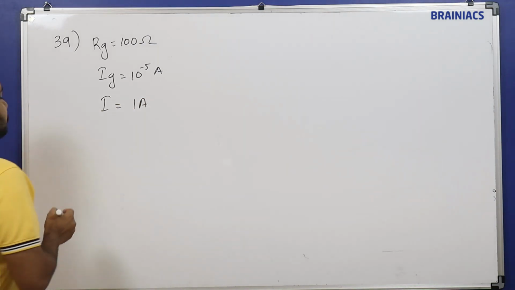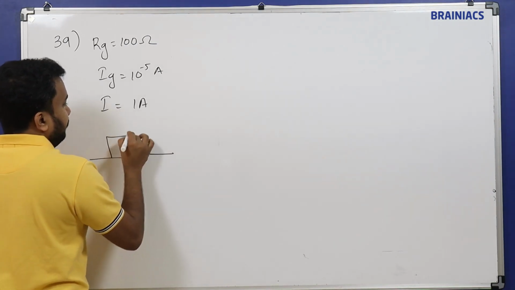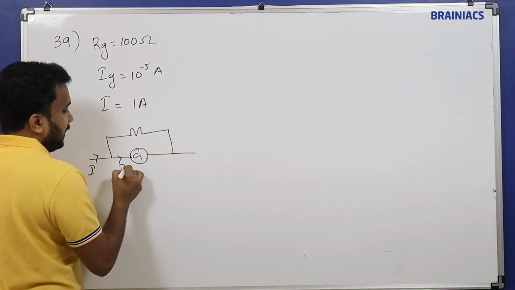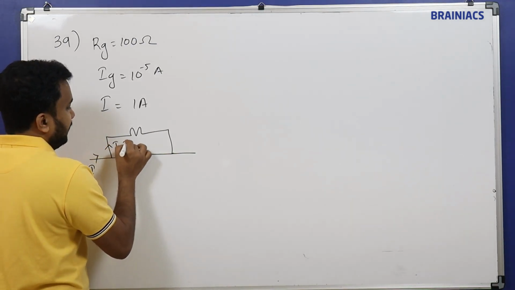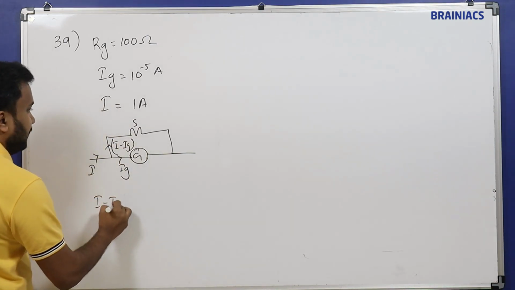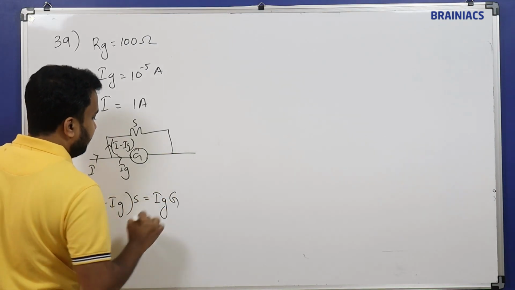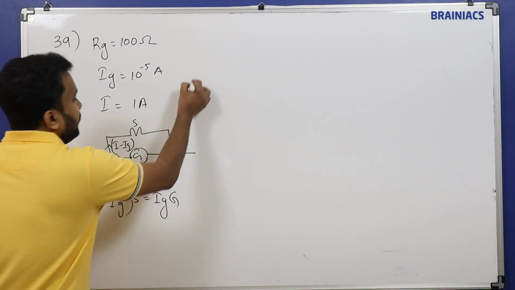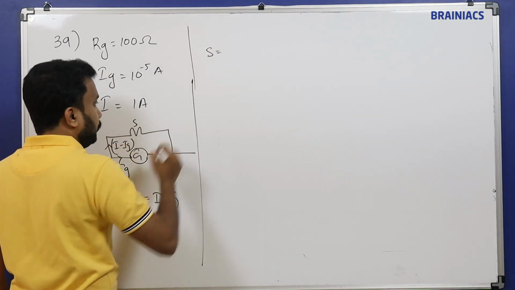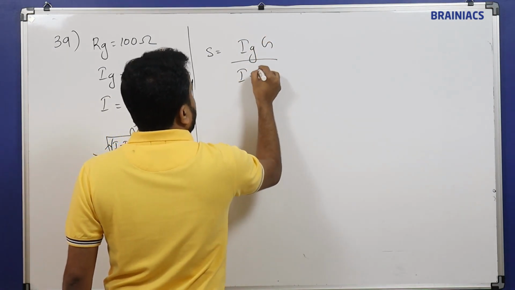Should be connected. We have the galvanometer, and we have a shunt resistance. Both are connected. This is the main current, this is the galvanometer current, and this I minus Ig is coming through the shunt resistance. So I minus Ig into shunt resistance is equal to Ig into galvanometer resistance. So the shunt resistance has to be calculated. S will be equal to Ig into G divided by I minus Ig.